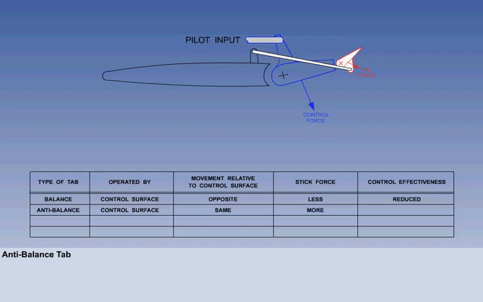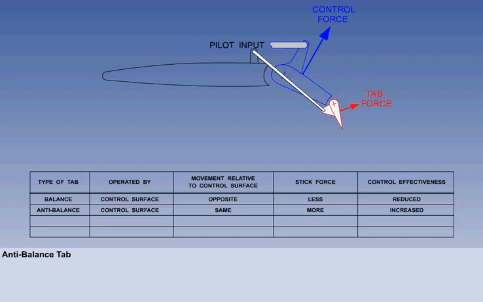It is the aerodynamic force on the anti-balance tab acting in the same direction as the one on the control surface that increases the hinge moment, stick force and feel. Because the anti-balance tab moves in the same direction as the control surface, the effectiveness of the control is increased. This is because the motion of the tab now increases the change in camber commanded by the pilot. The anti-balance tab is fitted to aircraft that otherwise would suffer from either a lack of control effectiveness or stick forces that are too low.